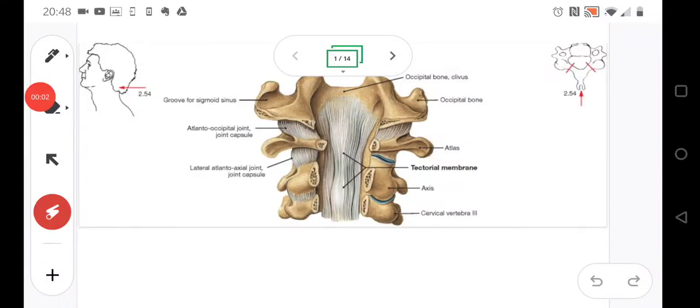Okay, ligaments that are in the area of the upper neck. So, obviously, why do we need such strong ligaments here? Because we need to imagine what would happen if those ligaments would break. Generally, it would be a disaster. Why? Because the dens of the axis would move.